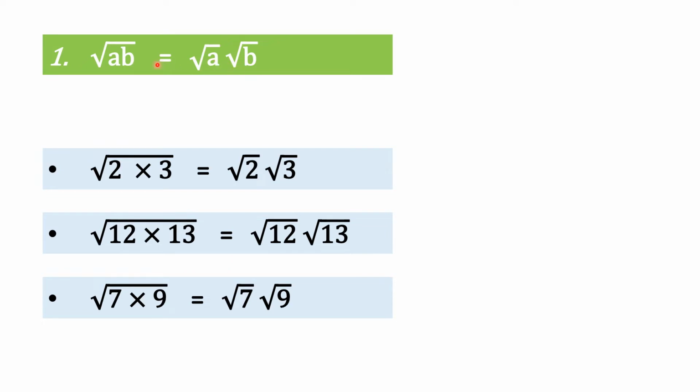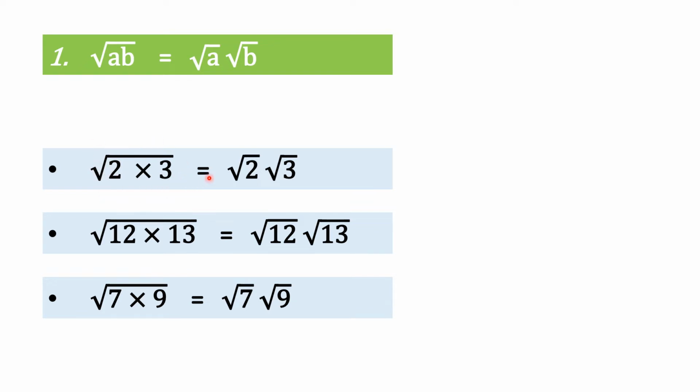So that is what this rule is. Let's look at this through examples. The first example is root 2 into 3. You can see 2 into 3, so this is A into B. Now look, 2 into 3, what will be the root? Root 6, yes or no?